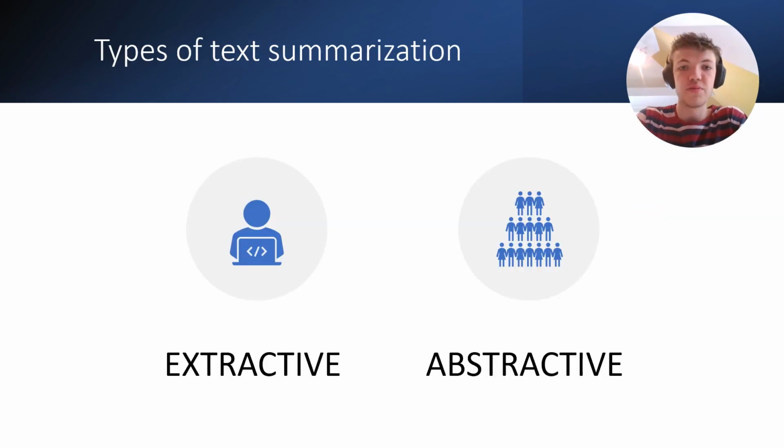So there are two main types of text summarization, which is extractive text summarization and abstractive text summarization. The main difference between the two is that extractive is an algorithmic approach and abstractive is a more human approach. So I will first give an example of extractive text summarization.